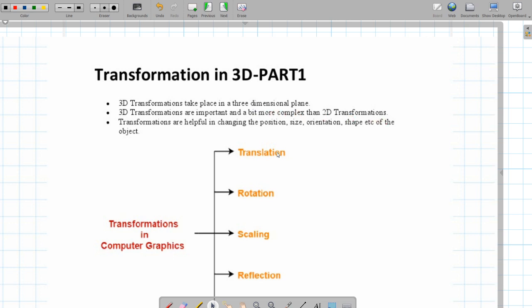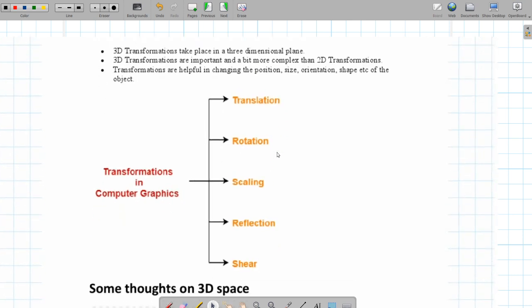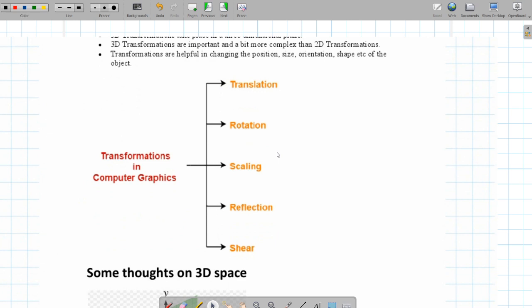Now, this is just a reiteration of previously known facts. Transformations are helpful in changing the position, size, orientation, shape, etc. of the object. Transformations will be the same as you have studied in two dimensions. You will have translation, rotation, scaling, reflection, and shear transformation, as well as composite transformations and transformation with respect to some arbitrary location.